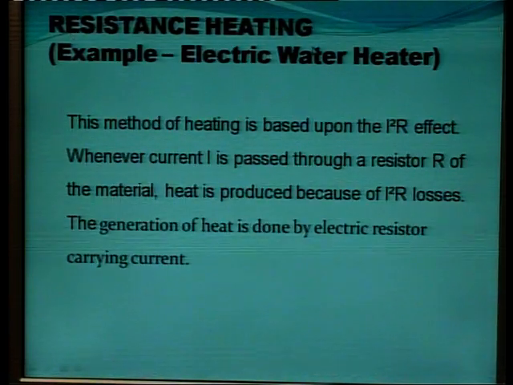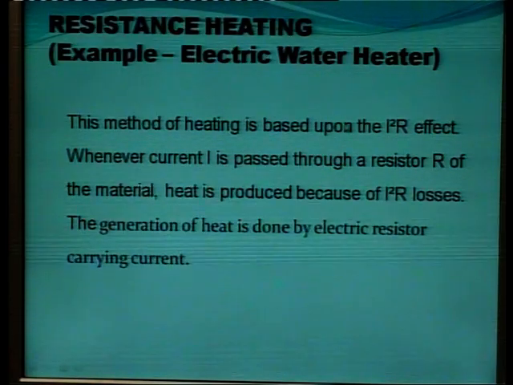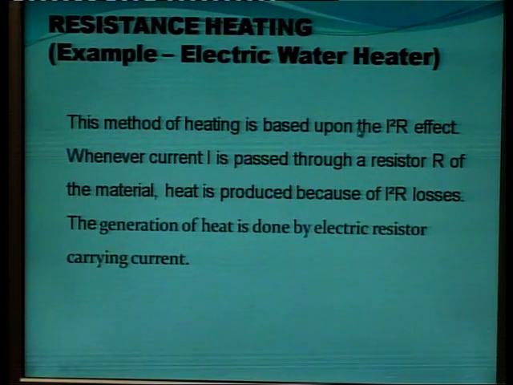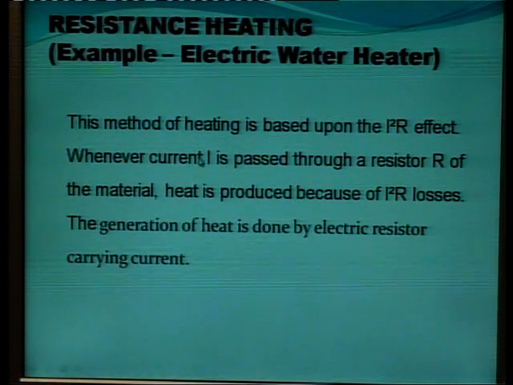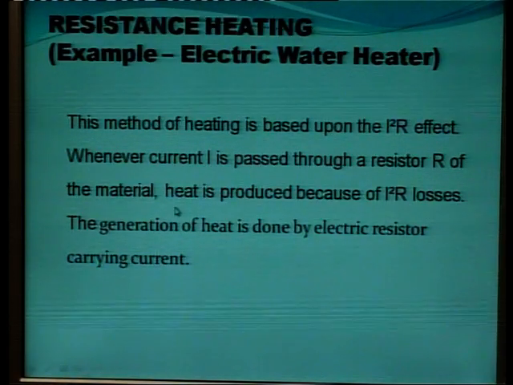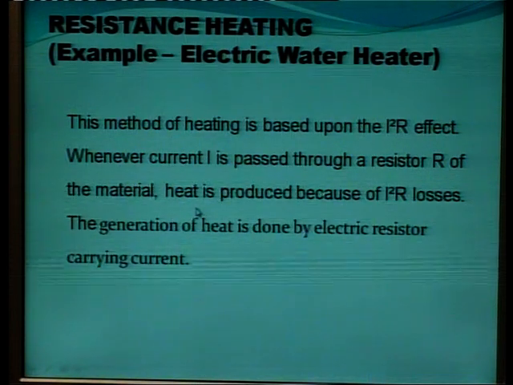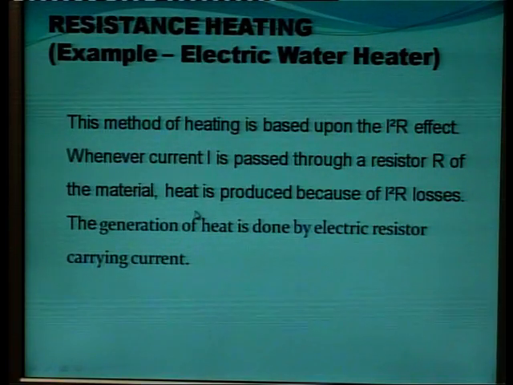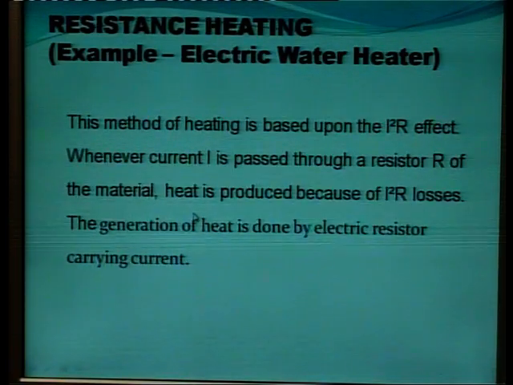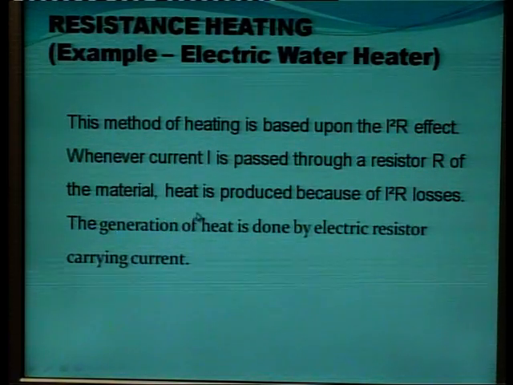Resistance heating is based on the principle of the I square R effect. It states that whenever current I is passed through a resistor R of the material, heat is produced because of I square R losses, because of the drop. So the generation of heat is done by an electric resistor carrying current. Whenever there is an electric resistor in the circuit, heat is formed in that circuit because of the drop, and that drop is I square R.